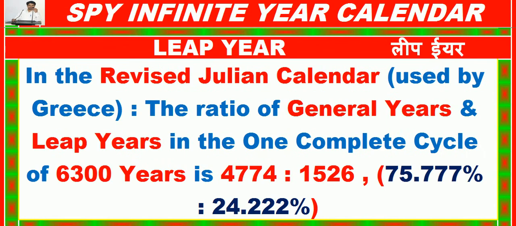In the revised Julian calendar used by Greece the ratio of general years and leap years in one complete cycle of 6300 years is 4774:1526, 75.777%:24.222%.